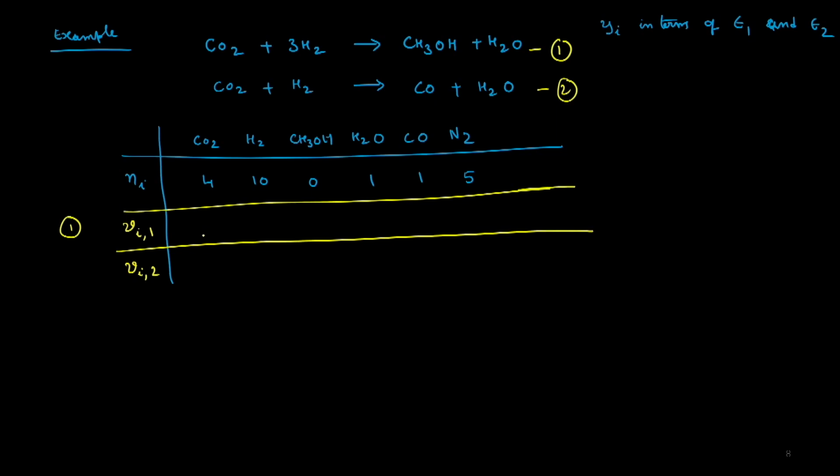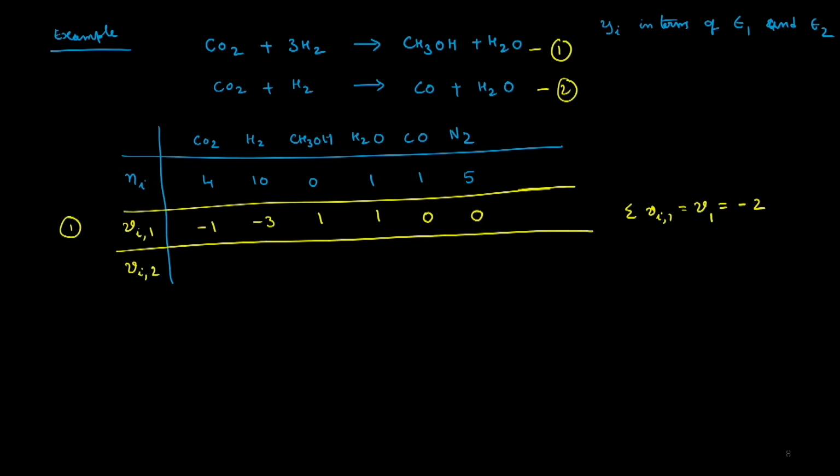In reaction 1, we'll use the same table. In reaction 1, CO2 is -1. For hydrogen, it is -3. For methanol, it is +1. For water, it is +1. There is no CO, there is no N2, right? And the summation of nu i1 is what we call nu1, the overall stoichiometric number for reaction 1, and this turns out to be -1, -3 is -4, plus 2 is -2.